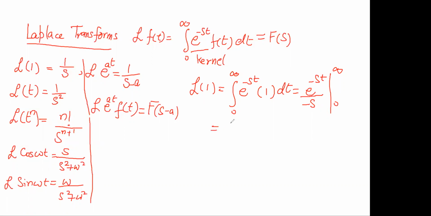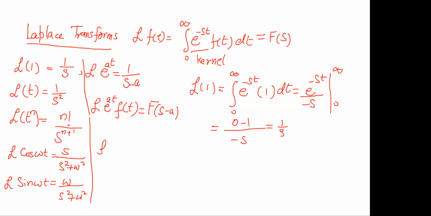So it will be then, what will be e power minus s, with t replaced by infinity. e power minus infinity, what is the value? 0. Yeah, 0. And e power 0 is 1. Okay, and then divided by minus s. So it will be 1 over s, as we can see from here. Okay, so this was for the Laplace transform of 1, which is 1 over s.